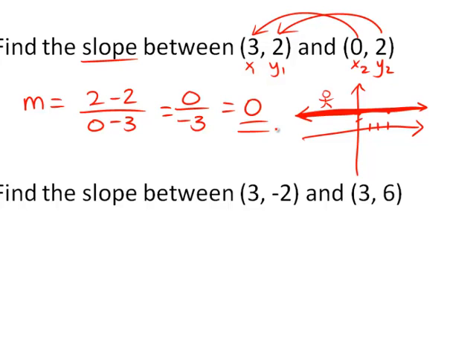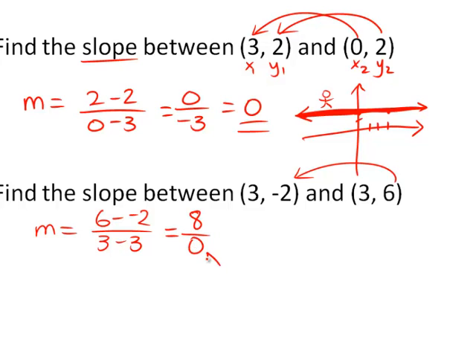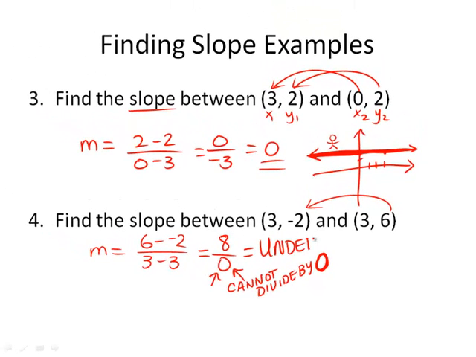Let's take a look at the next example. This one here, we're going to take the slope and see what it gives us. 6 minus negative 2 and 3 minus 3. That's giving us 8 over 0. We cannot divide by 0. So what's that called? If you recall, that's called undefined.